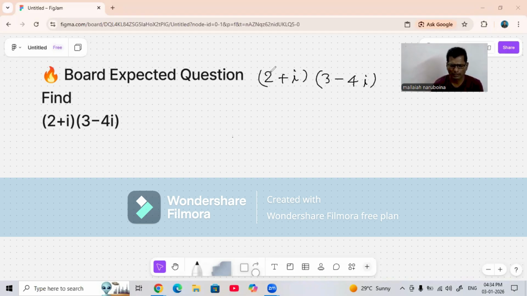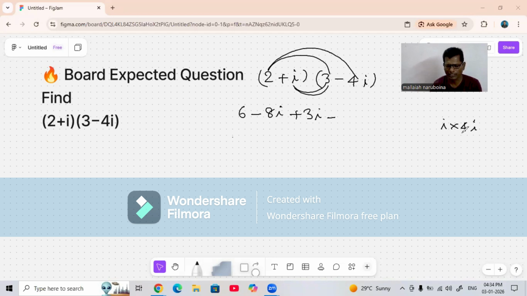First take 2 into 3, 2 3 is 6. Plus into minus is minus, 2 into 4i, 2 4 is 8i. Next with i, plus into plus is plus, i into 3, that is 3i. Next, plus into minus is minus, i into 4i, i into 4i. First number, here there is no number, means 1, 4 1 is 4, and i into i is i square. Then 6 minus 8i, 8 i's, here 3 i's.